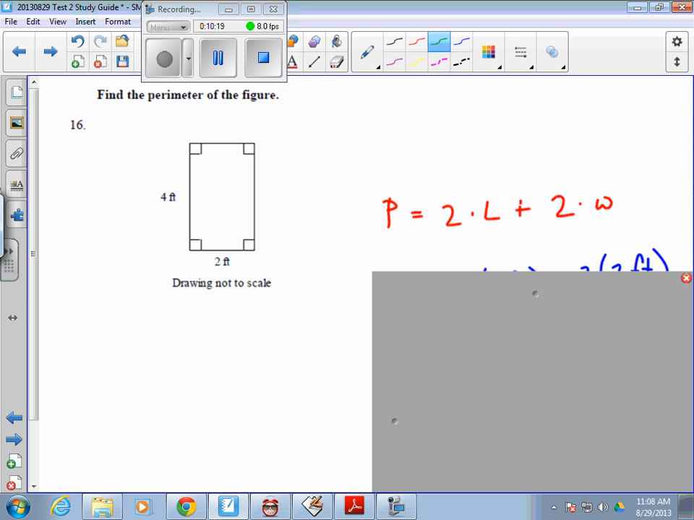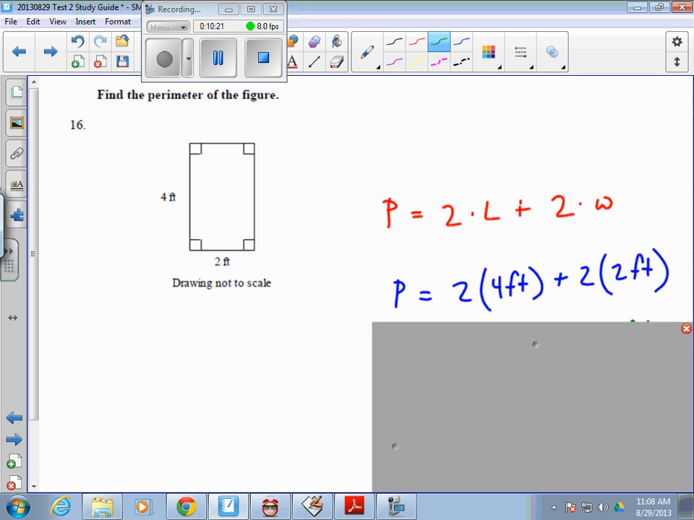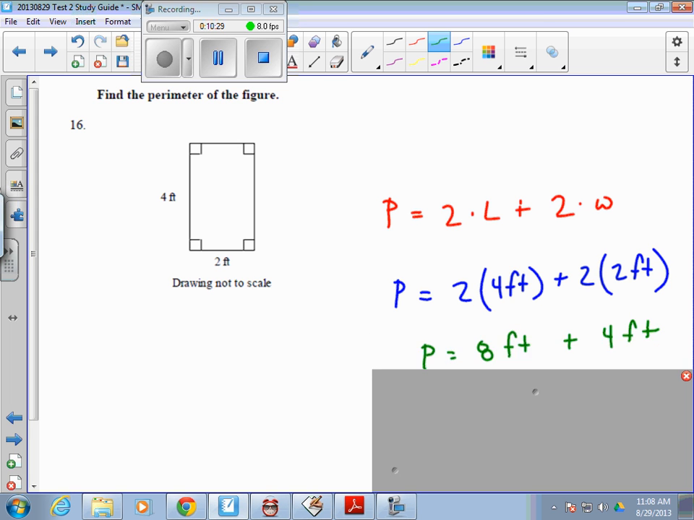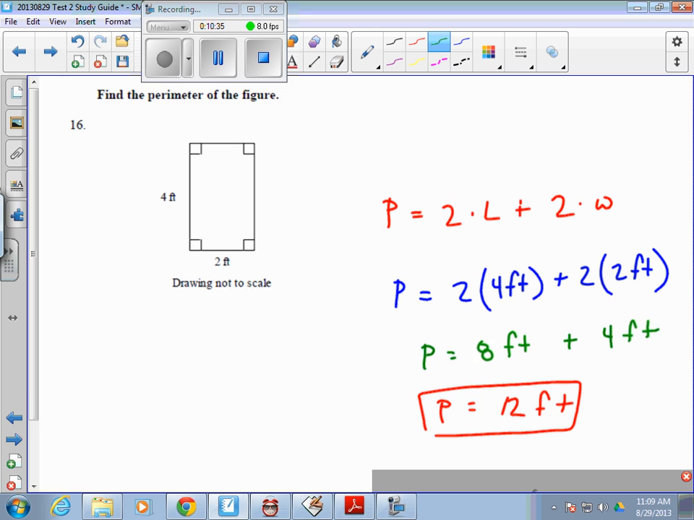So 2 times the length, I call the length the longer one. That's usually easier for me. So 2 times 4 feet plus 2 times 2 feet is the width. 2 times 4 feet is 8 feet plus 2 times 2 feet is 4 feet, and 8 feet plus 4 feet is 12 feet for your perimeter.